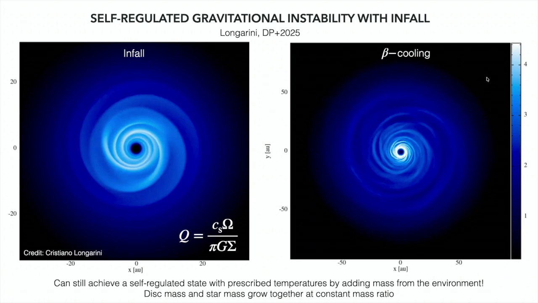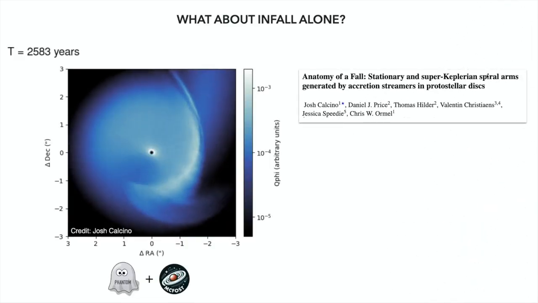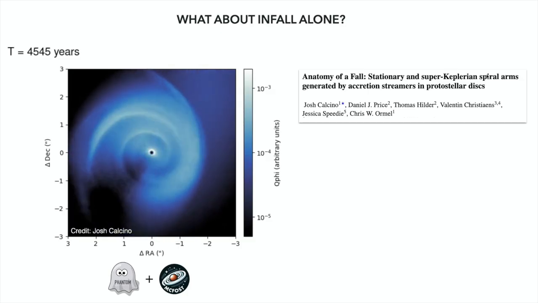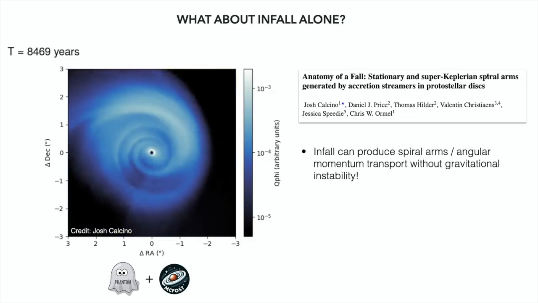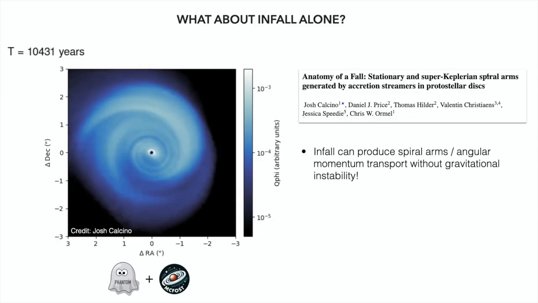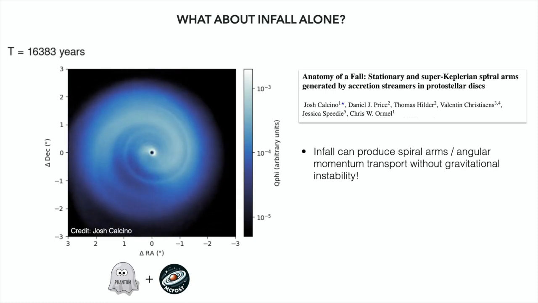But there's one caveat to this, which is that maybe you don't need the gravity at all. So actually, if you just add material to a disk, and Kaitlin here has done some of this kind of work, if you simply add material to a disk, you also drive a lot of angular momentum transport because you're dumping material with the wrong angular momentum. And so infall actually produces spiral arms without anything to do with self-gravity acting. And so we need to disentangle these two things.